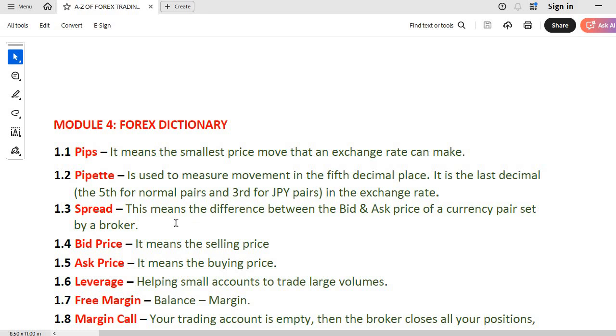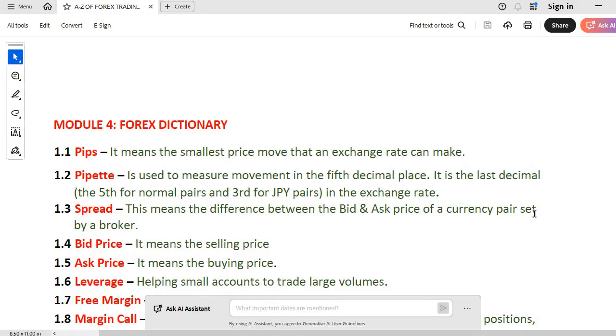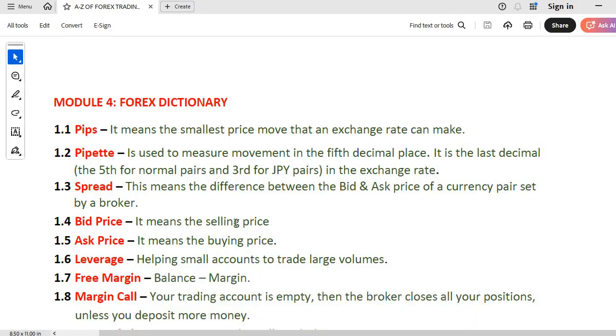So spread just means the difference between the bid and the ask price of a currency pair that is set by a broker. Now what do we mean by bid and ask price? Bid price means the selling price, ask price means the buying price.